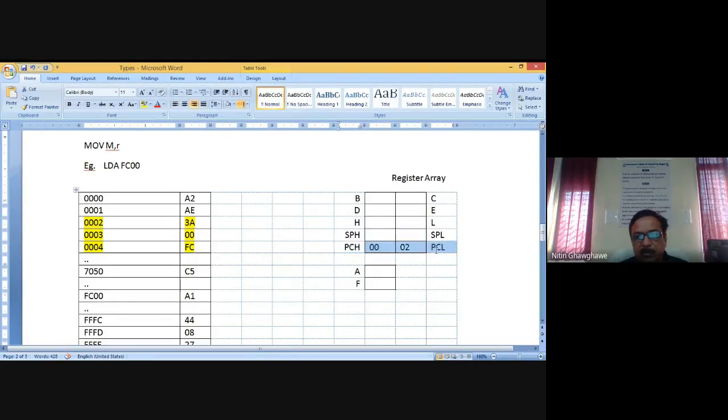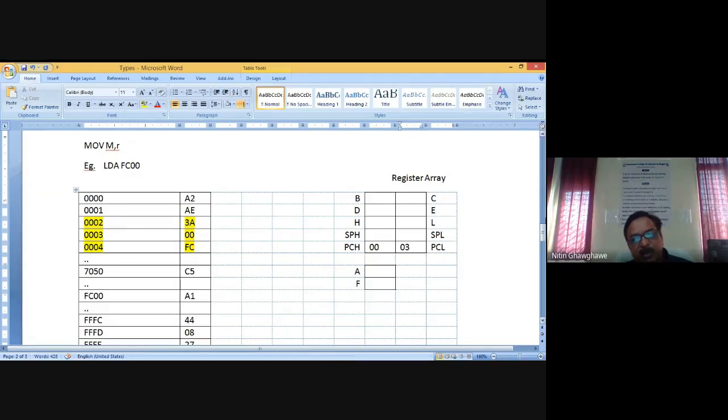Okay. This is what the program counter holds, right? 0 0 and 0 2. So this address will be held by the program counter. Once this 3 is brought into the microprocessor, automatically this is incremented by 1. So it will now become 0 0 0 3.